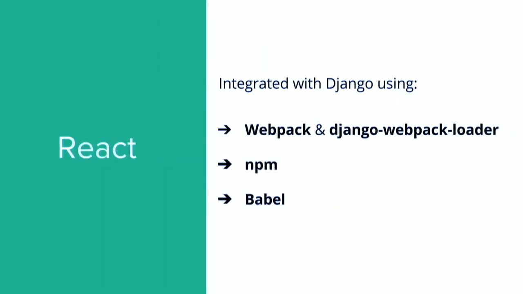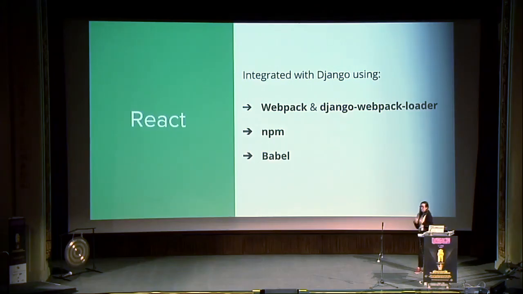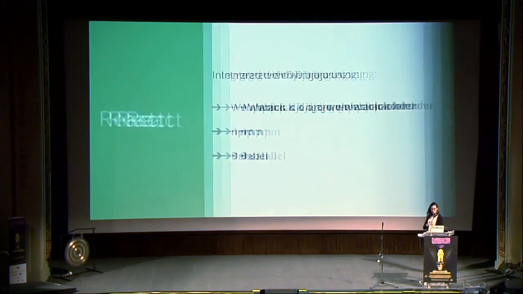And it wasn't easy to integrate Django and React. This was the main motivation for us to have a boilerplate. We did it using webpack and the Django webpack loader, and we also used npm to handle JavaScript package dependencies, and we used Babel. Because React is JSX, we have to transpile it to JavaScript so browsers can understand it.